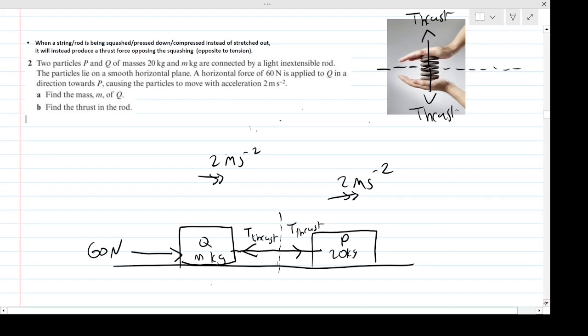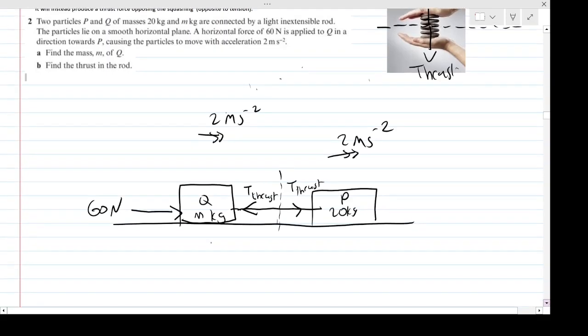So there we are. Part A wants me to find the mass of Q. So what does M mean? Again, okay, so if I just consider the whole system again here.